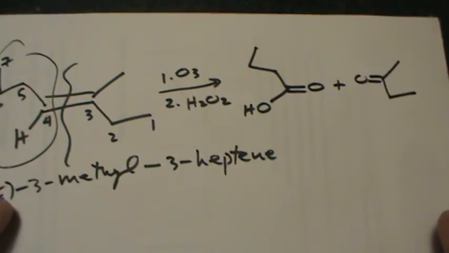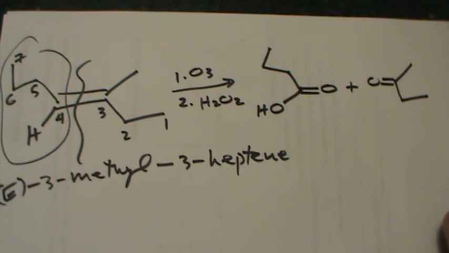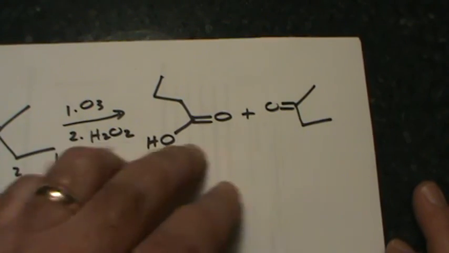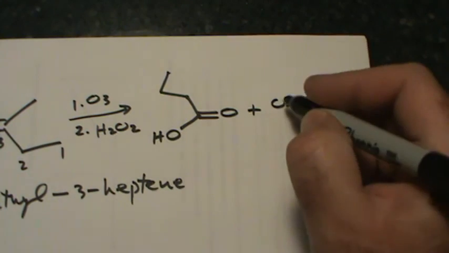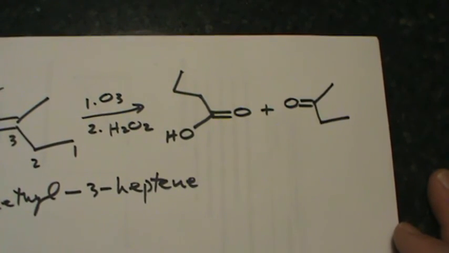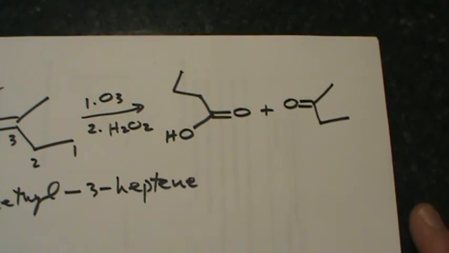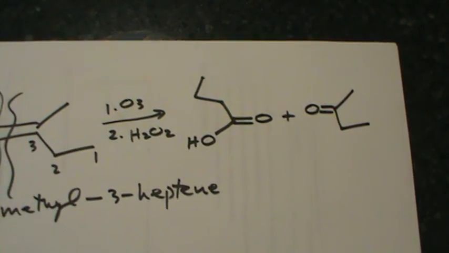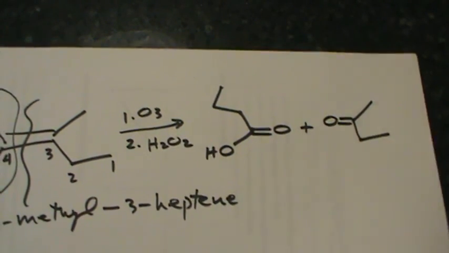So you see that depending upon what alkene you choose, you can get all sorts of different products. You might get two of the same products. They could both be aldehydes, they could both be ketones, they could both be carboxylic acids, or you might get two different products if you start with an unsymmetrically substituted alkene. And the two products could be, for example, a ketone and a carboxylic acid under oxidative workup conditions, or a ketone and an aldehyde under reductive workup conditions. So that's the ozonolysis reaction.